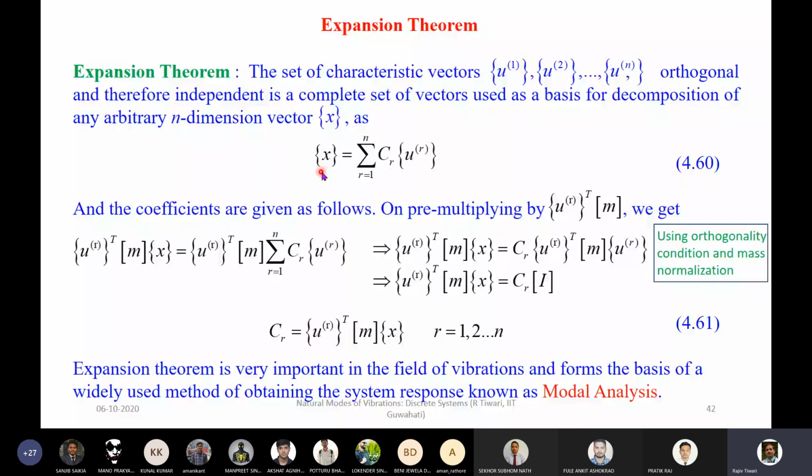In it, the contribution of the various modes will be there, and how much the contribution is will depend upon C_r, which again depends upon the initial condition of the problem. So using the expansion theorem, we obtain the response of the system, and the orthogonality conditions are being used. So this is called modal analysis also.